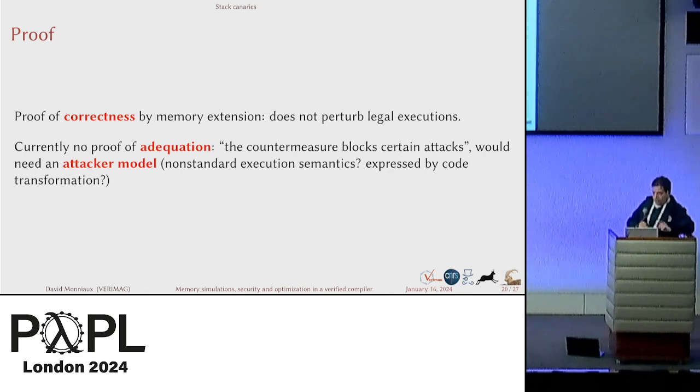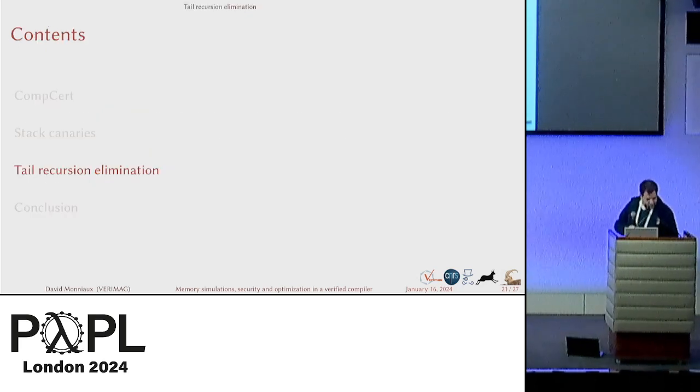So currently, I don't have a proof of adequation, which would mean that I would prove that this blocks a certain model of intruder, and it's because I don't have a nice idea of a model of an intruder that necessarily attacks contiguous amounts of memory without guessing a special value. It doesn't seem like a very good definition of an intruder. I will need to think about that. So this is proved by memory extension.